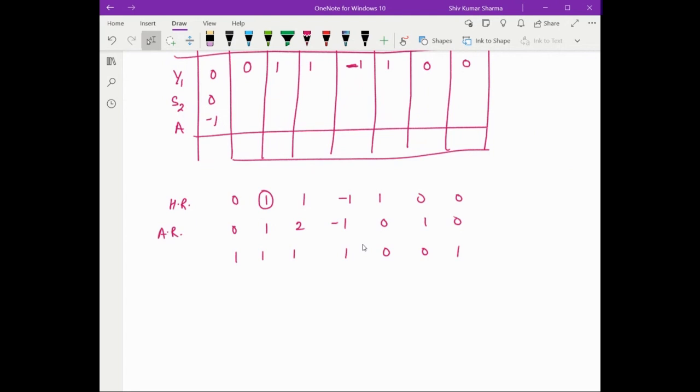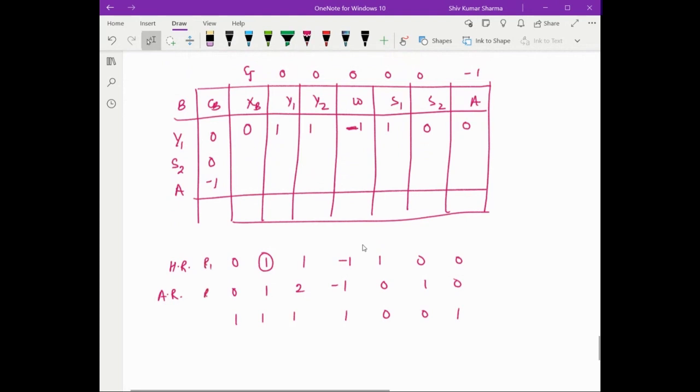In the apply rows, we make both elements 0, so we subtract row 1 from row 2. Writing R2 as R2 minus R1: 0 minus 0, 0. 1 minus 1, 0. 2 minus 1, 1. Minus 1 minus 1, minus minus plus, that means 0. 0 minus 1, minus 1. 1 minus 0, 1. 0 minus 0, 0. And for this one, 1 minus 0, 1. 1 minus 1, 0. 1 minus 1, 0. 1 minus minus 1, plus 2. 0 minus 1, minus 1. 0 minus 0, 0. 1 minus 0, 1. So this is our complete table.